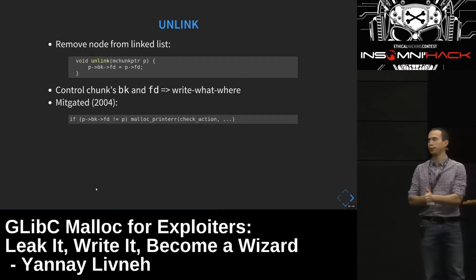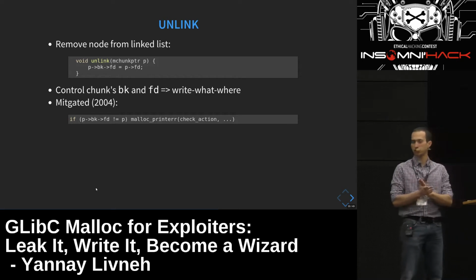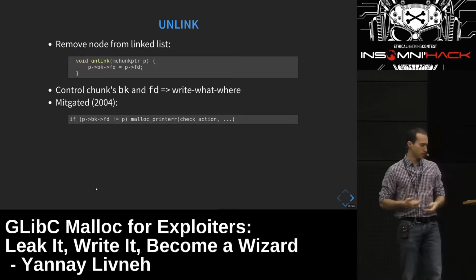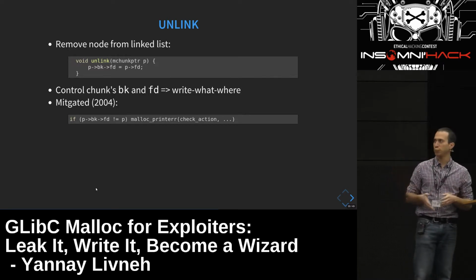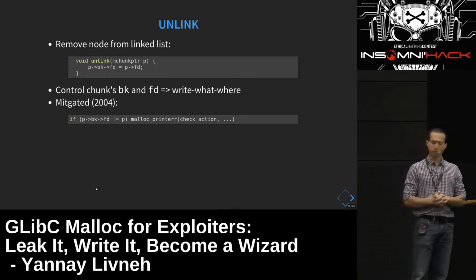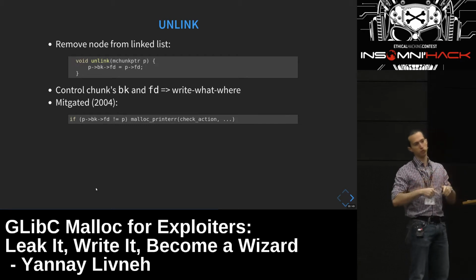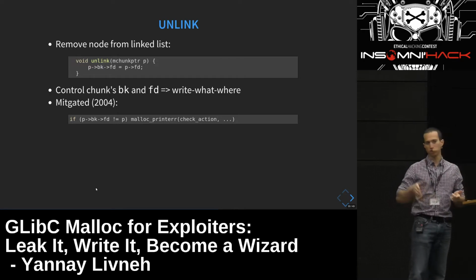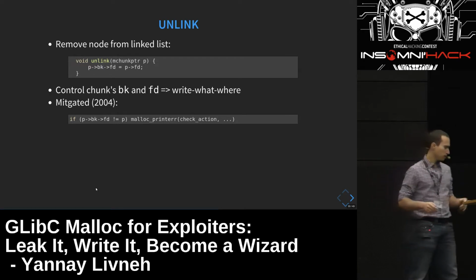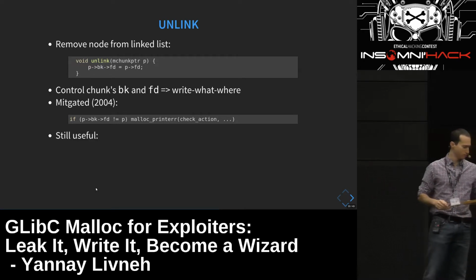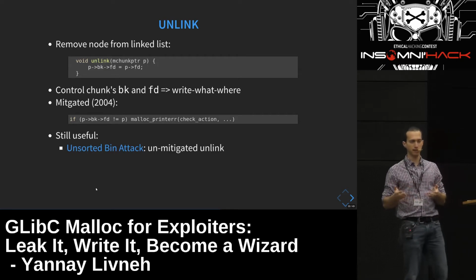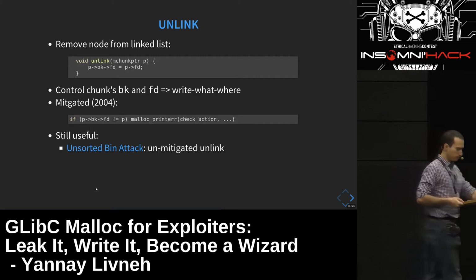And this was mitigated in 2004, when, as the paper says, there were mitigations, a series of patches mitigating some existing attacks. This is what they mitigated. And so they're actually checking that the back forward points to the chunk you're unlinking from the list. And if it's not, it calls the print error function. This attack is still useful. Unsorted bin attack is basically an unmitigated unlink. It sticks to this day.